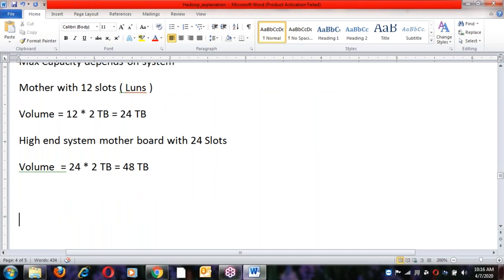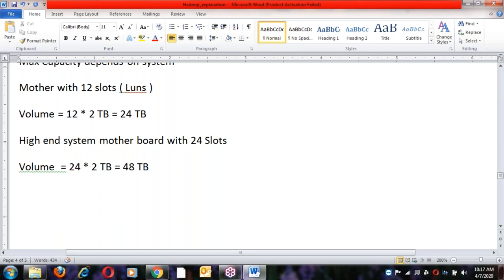Suppose more space is still required, then how do we increase it? The basic volume of 24TB is a basic hardware, low-end system. Next, a high-end system has a motherboard with 24 slots. So 24 times 2TB equals 48TB. This is the high-end system.